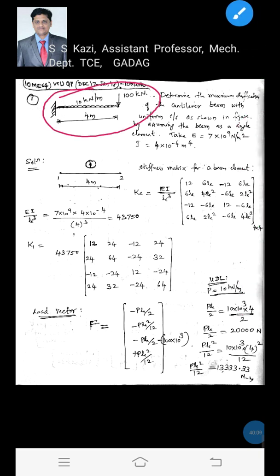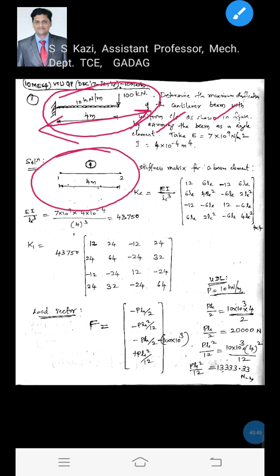This is a cantilever beam subjected to a UDL and also a point load at its end. Determine the maximum deflection of the cantilever beam with uniform cross section as shown in the figure, by assuming the beam as a single element. The minimum number of elements required for this beam is one, because there is no discontinuity. The cross section is the same, the material is the same, and the entire beam is subjected to UDL. Hence the entire beam can be considered as a single element.